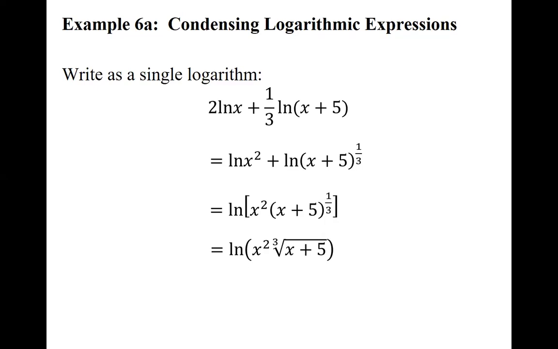Why did we change the 1/3 power to the radical? Well, if we were going the other direction, we would change the radical to the 1/3 power. When we were expanding and we were given a radical, we changed that to a rational exponent. So going the other direction, whenever we have rational exponents, when we condense, we can write them as radicals.